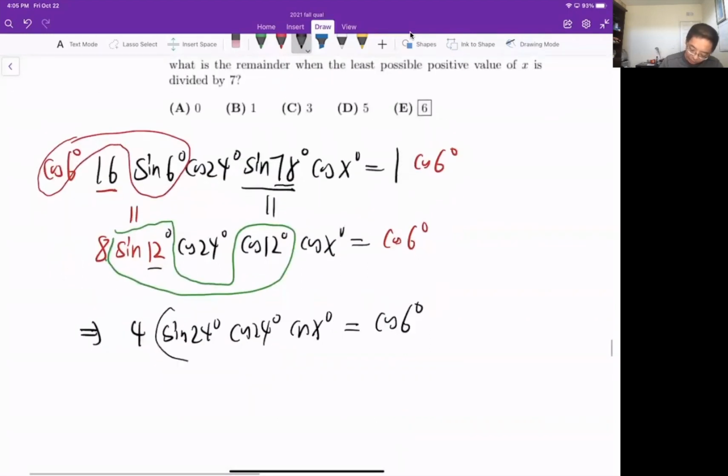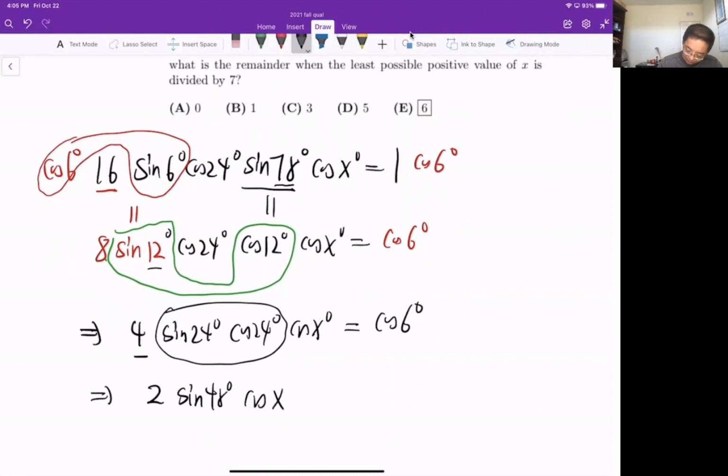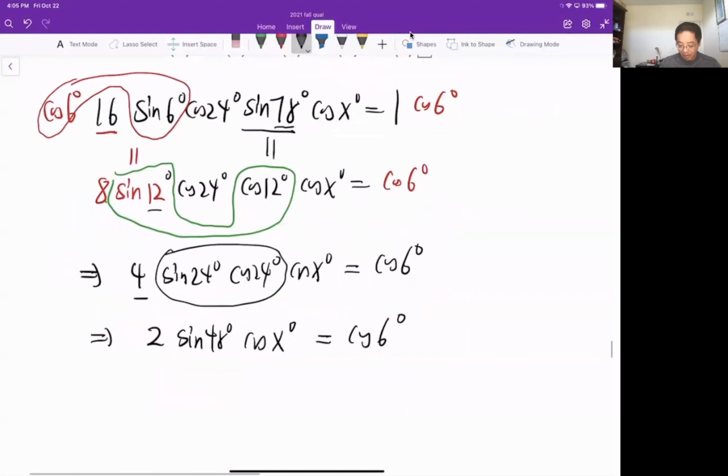And then we just keep doing it. Sine 24, cosine 24, borrow another 2 from 4. We just get 2 sine 48 times cosine x degrees, and this one equals cosine 6. Now let's see what's the relation between cosine 6 and sine 48.